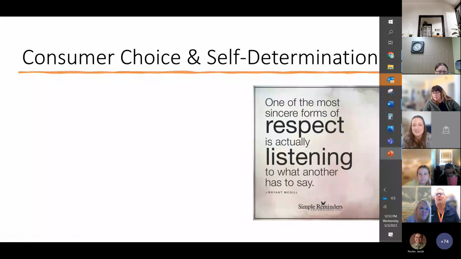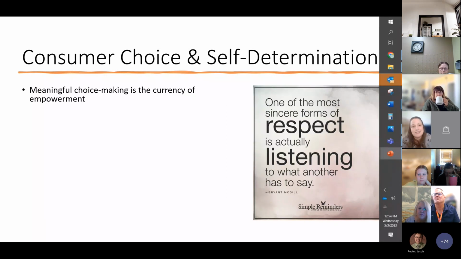So consumer choice and self-determination. I have this on my board at work, and it's a constant reminder to myself that truly one of the most sincere forms of respect is actually listening to what another person has to say. I hear over and over again from people that we've served that they feel different when they are served by programs that really do respect them because they feel listened to. A lot of times they're startled when we ask, how can we do better? How can the program be better? What can we do for you? You're the expert in your life. What can we do for you? So I try to ground myself in that.